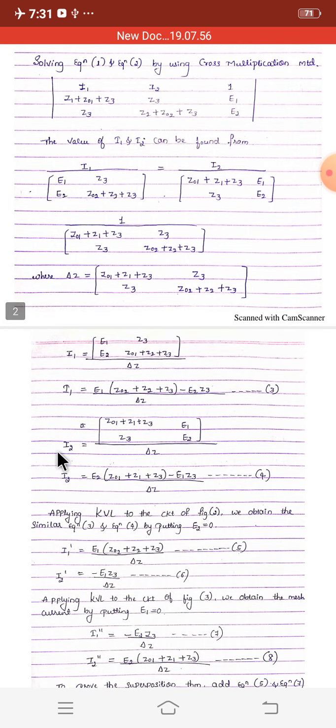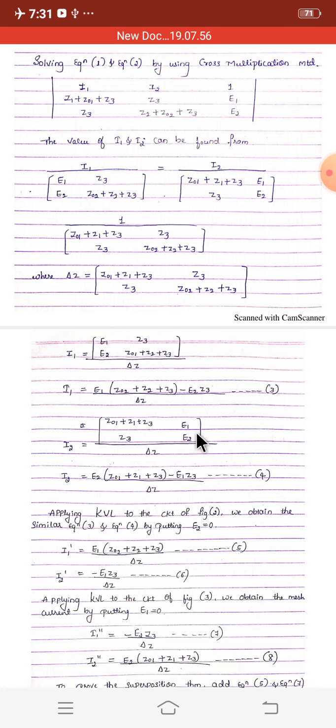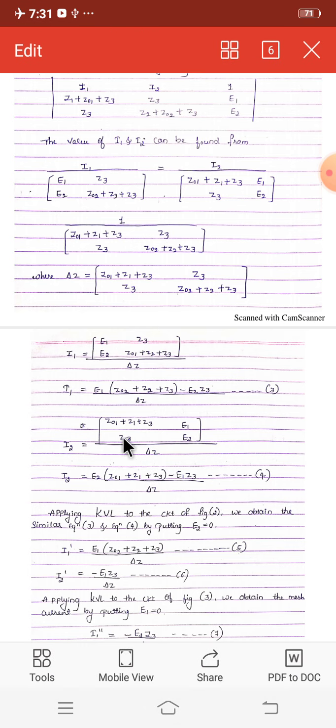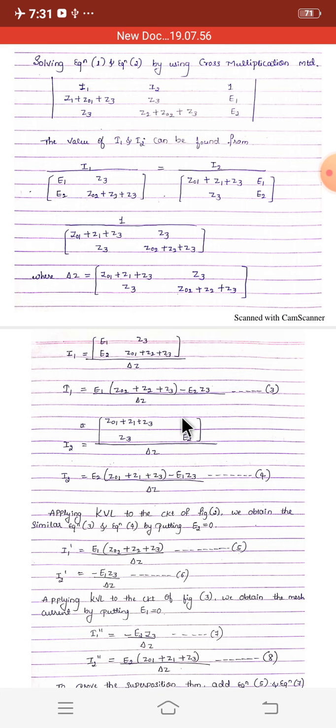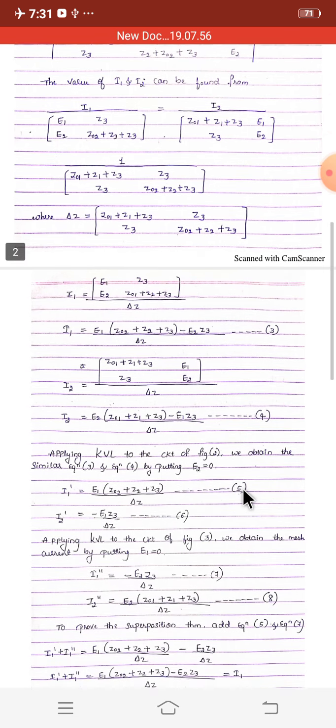Clear now? Now I2, similarly I2 here also like that. This term is there, so write it as it is: Z01 plus Z1 plus Z3, Z3, E1, E2, delta Z. I2 means this into this minus Z3 into E1, divided by delta Z. Consider this as equation number 4.